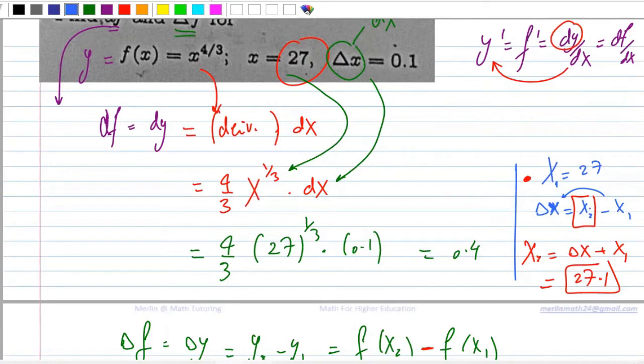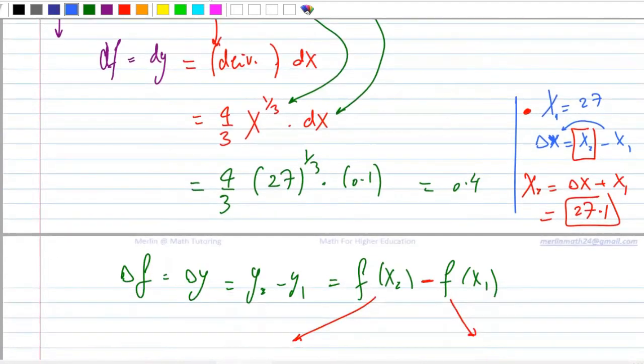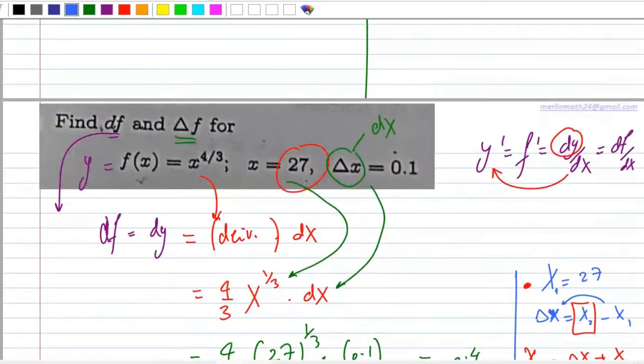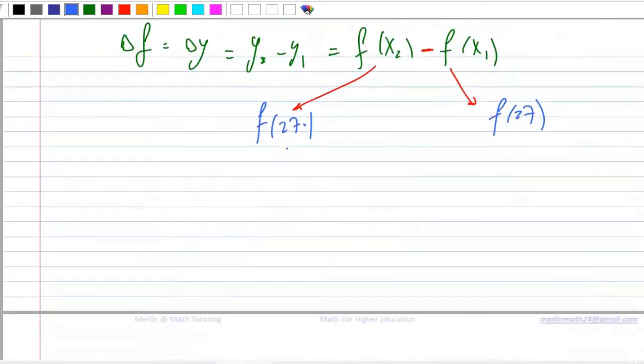Okay, it's written there. Can you re-explain going down? Right. What do you do next? So replace. f of x2 means f at 27.1, and this is f of 27. How much was your function, by the way? It was x to the power 4 over 3. So it's a calculator issue. 27.1 to the power 4 thirds.